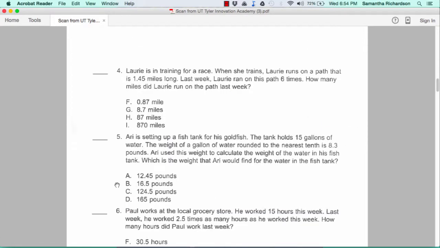Number 4. Lori is training for a race. When she trains, Lori runs on a path that is 1.45 miles long. Last week, Lori ran on this path 6 times. How many miles did Lori run on the path last week? F. 0.87 mile. G. 8.7 miles. H. 87 miles. I. 870 miles.